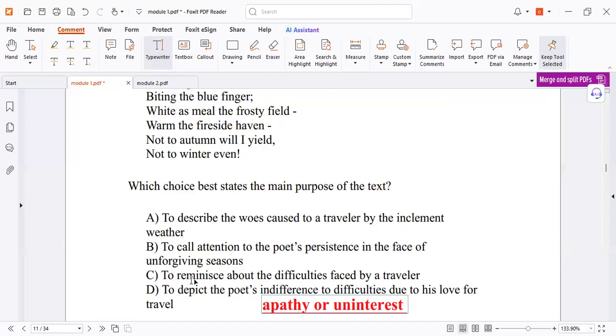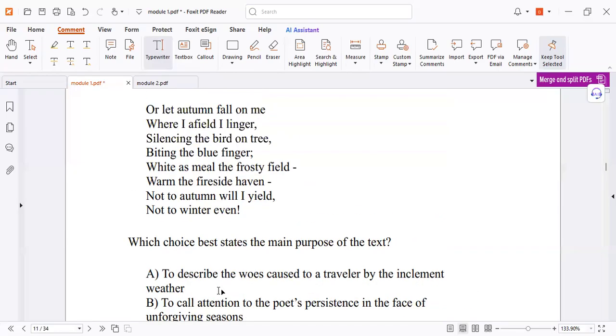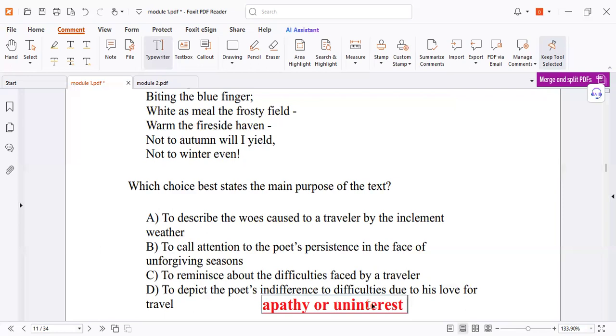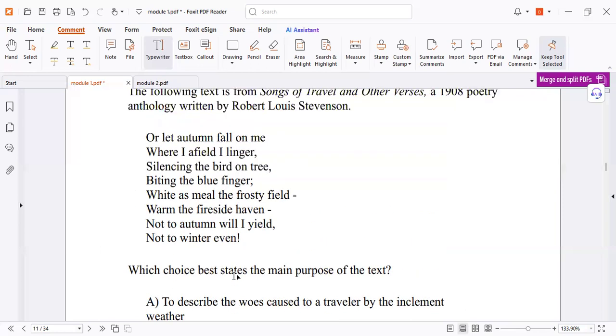But here we have a problem. He said they depict the poet's indifference. He does not care about the difficulties due to his love for travel. Look, let autumn follow me. You know autumn. Where I have killed I linger, no problem. Silence is a bird on tree, biting the blue finger, white as meal, warm the foresight. No, to autumn I will yield, I will not surrender. Yield?